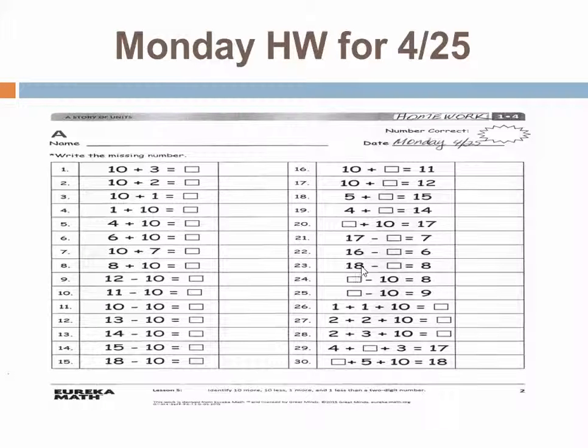Same thing could be done here. You can write all the numbers that come after 8 until 18 to find out how much is going to be here for the answer. Or you can also see 8 and what number makes 18? 8 and 10 is 18. 6 and 10 is 16. So figure out the answer and write it in the blank.